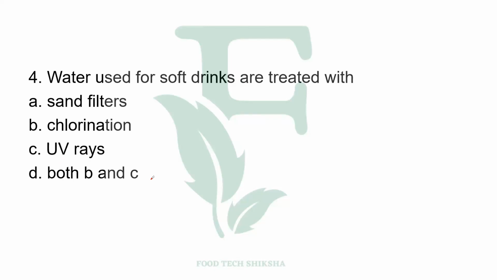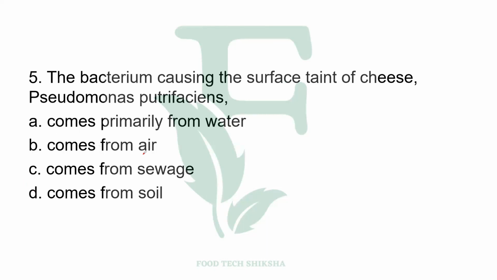Next, water used for soft drinks is treated with sand filters, chlorination, UV rays, or both B and C. Yes, so the answer would be both B and C, that is the sand filters as well as the chlorination. The bacterium causing the surface taint of cheese, Pseudomonas putrescens, comes primarily from water, air, sewage, or soil. So the answer is it comes from water.